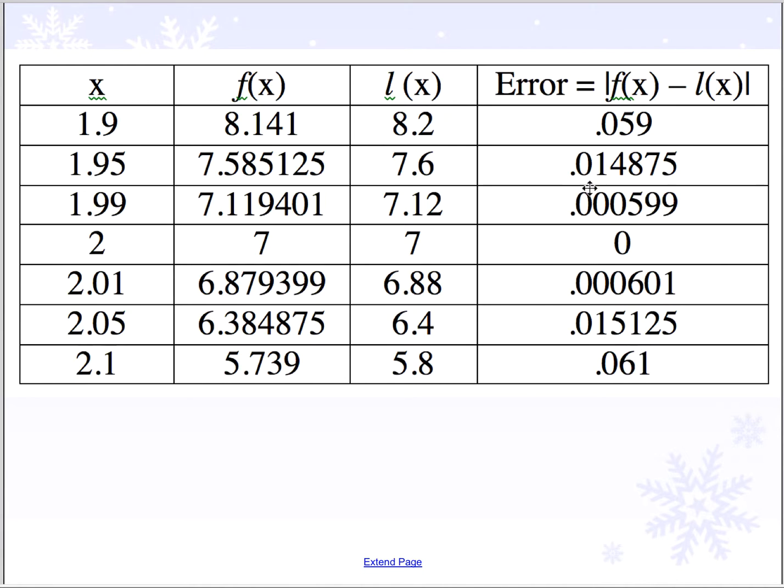If these values had been bigger, like 0.1 and 0.2 and maybe even 2, 3, 4, it means your tangent line is not a good calculation or not a good source to use to approximate the y values.